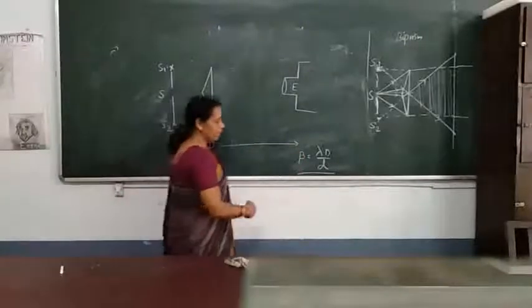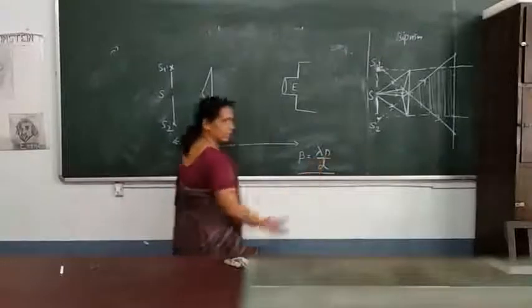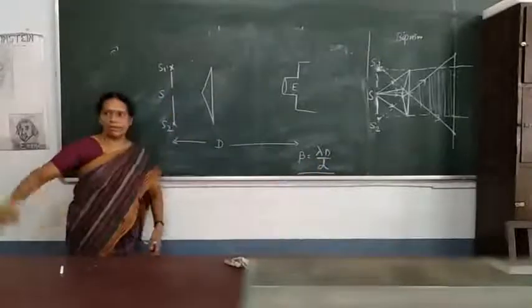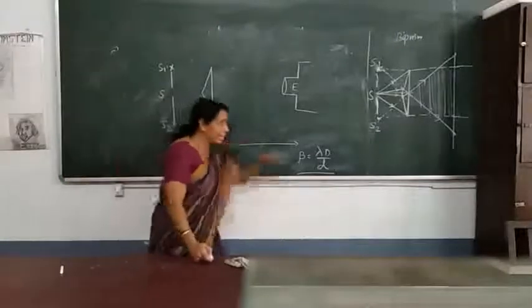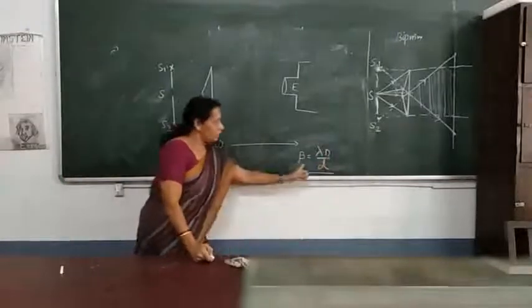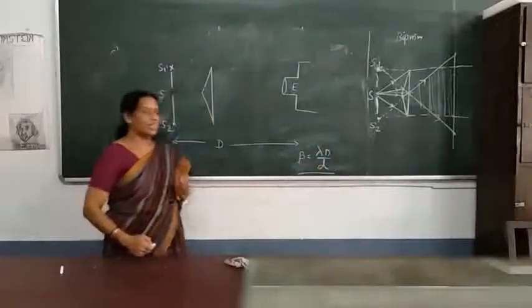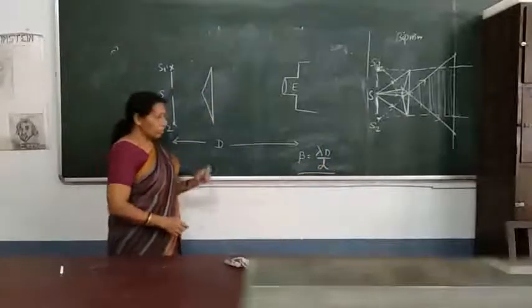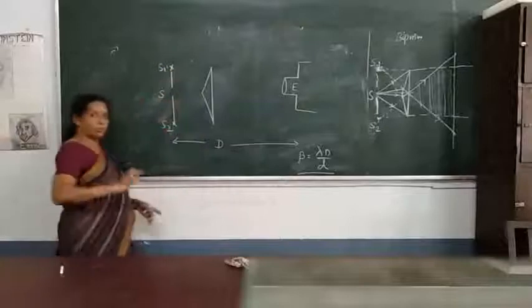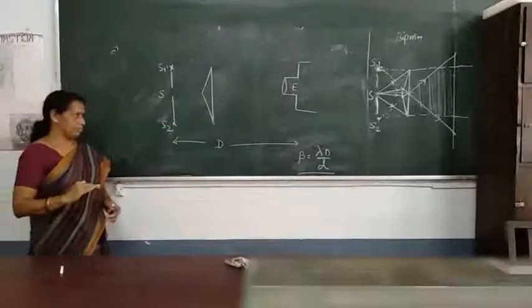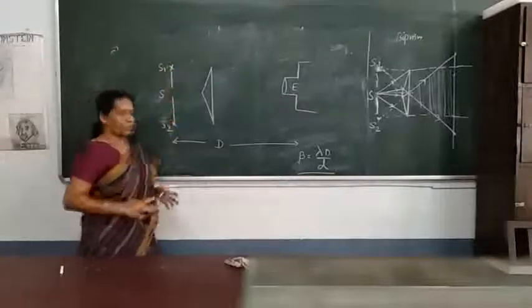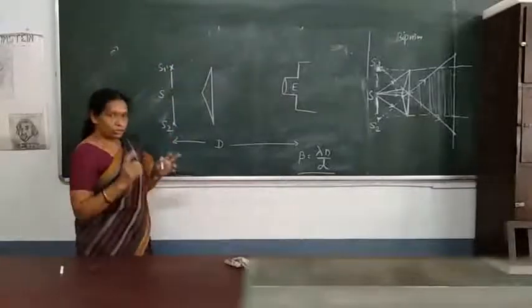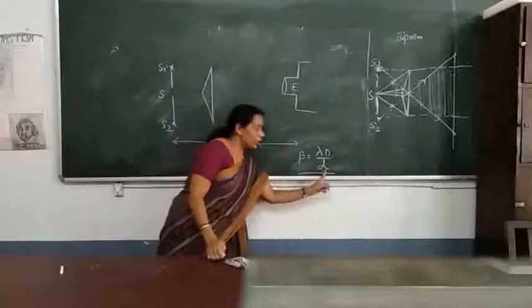The second one remaining here is capital D. Where can it be measured? The optical bench is provided with a meter scale. Using that itself, D can be measured directly. The remaining is small d. How can small d be measured? S1 and S2 are virtual images, so we can't directly measure the distance between S1 and S2.